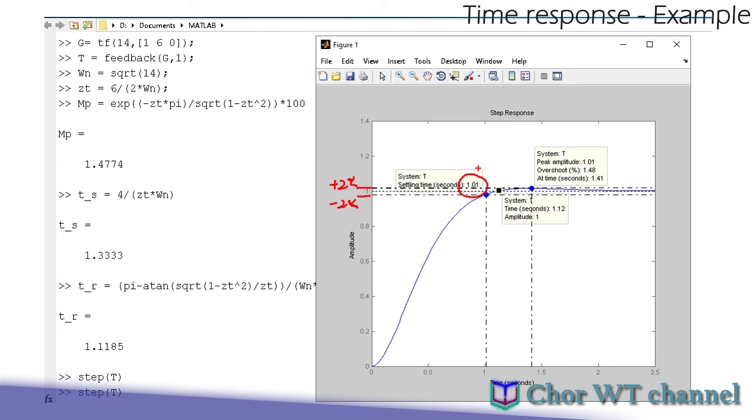I hope you can learn something on how we actually read the results of MATLAB and try to avoid some of the discrepancies between what we have calculated and what is shown in MATLAB.